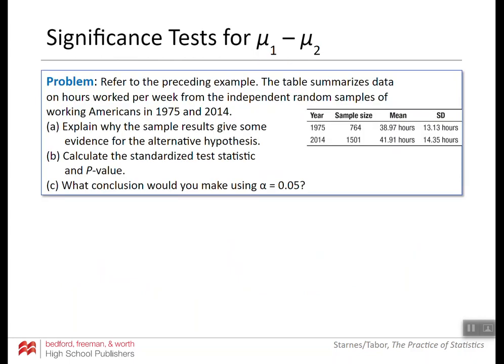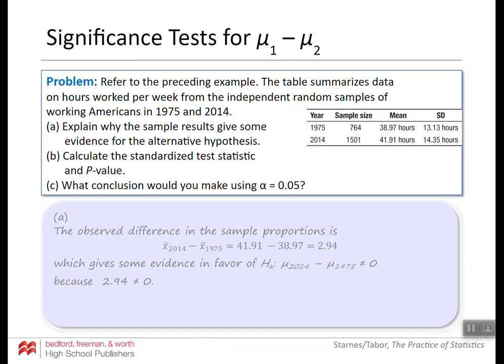So, finishing out this example. Explain why the sample results give some evidence for the alternative hypothesis. Well, our alternative hypothesis is that the means are different, and our means are different here. If you do mean for 2014 minus mean for 1975, you get a value that is not 0. So there is some evidence for the alternative hypothesis.